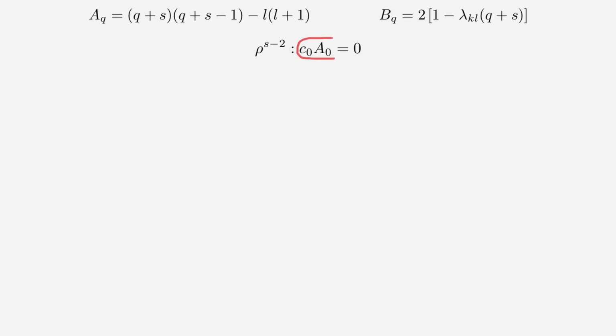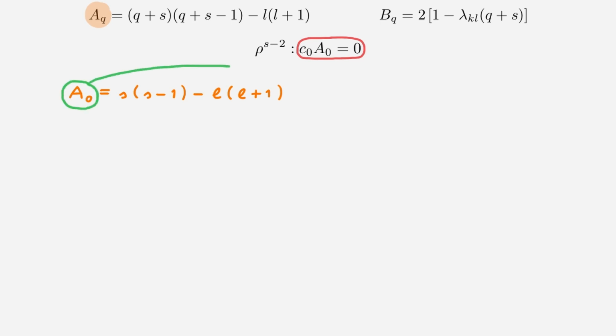So this is the first equation that the expansion coefficients must obey. Using this expression up here for a sub q, we can write down a naught explicitly by setting q equal to 0. And we get s times s minus 1 minus l times l plus 1. We can now insert this expression for a naught into the equation up here, and we get C0, multiplying the expression we just got for a naught, and all equal to 0.